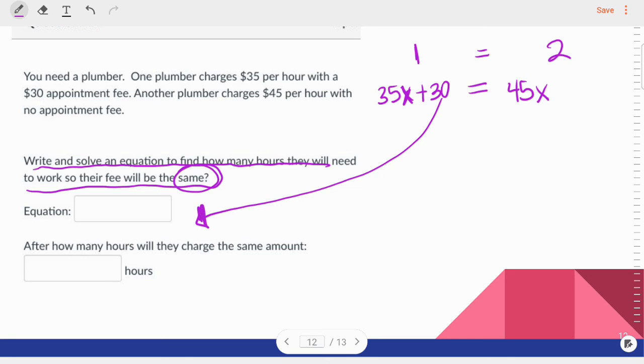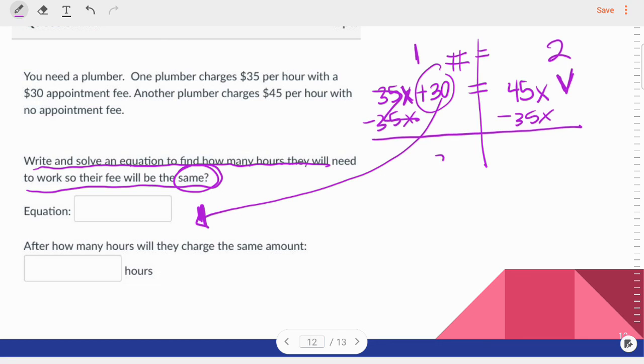How many hours will they charge the same amount? Well, remember x stood for hours, so I'm going to go ahead and solve. 45 is a bigger variable, and 30 is my only number, so we're set. I'm going to minus 35x from both sides. These x's zero out, and I'm left with 30 is equal to 10x. I'm going to divide by 10, and I'm left with 3 is equal to x. So after 3 hours, the plumbers will charge the same. After 3 hours, plumber 2 is going to take off, charge more.